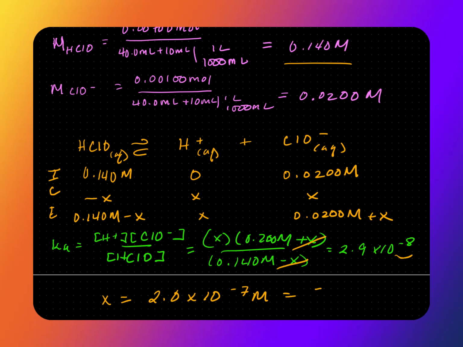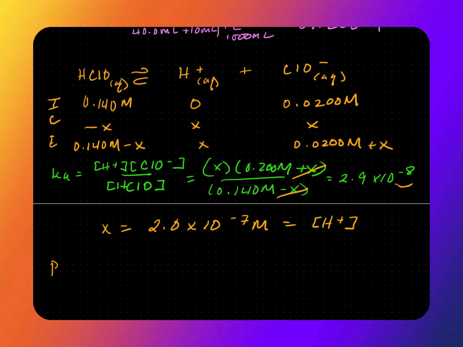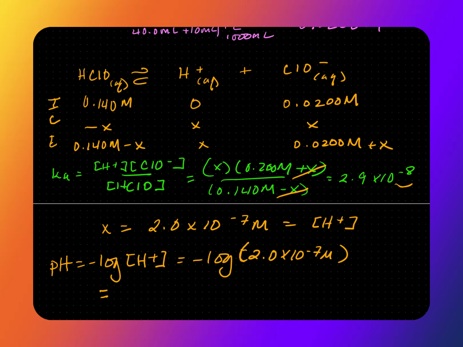This is the concentration of H plus at equilibrium. To find pH, pH is going to be equal to negative log of H plus, which is negative log of 2.0 times 10 to the negative 7 molar. And this becomes 6.70.